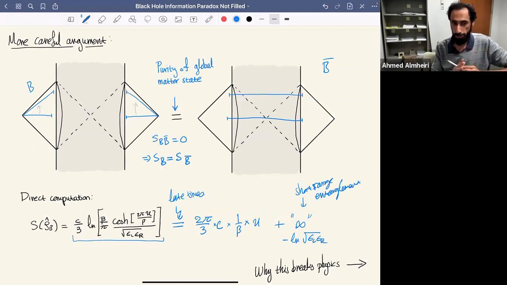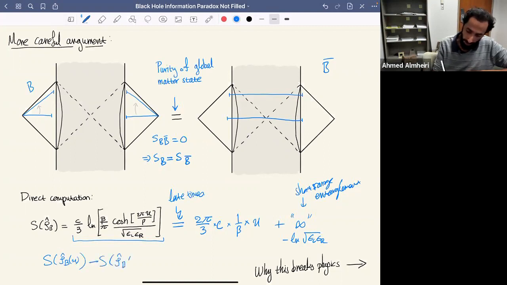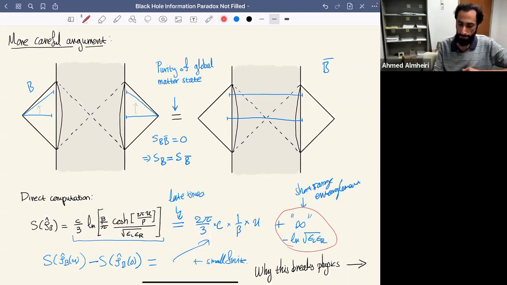Another kind of entropy you can consider that would capture the long wavelength entanglement is something like S of rho hat B at time U minus S of rho hat B at time equals 0. This will be mostly this plus some small finite terms. The point is that this cutoff term, this divergence here, is independent of time. Any questions about this? Okay, good.